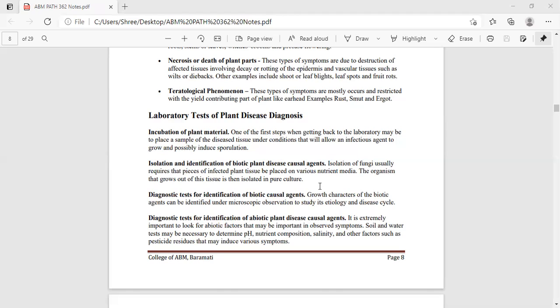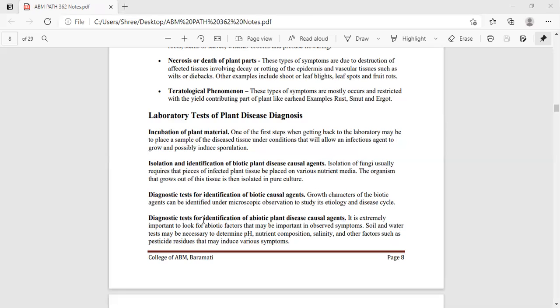So this kind of general character you have to know, and then on that basis you can identify, or you can reach the conclusion that this plant part or the planting material is affected by that particular pathogen. So this is about the diagnostic test for identification.